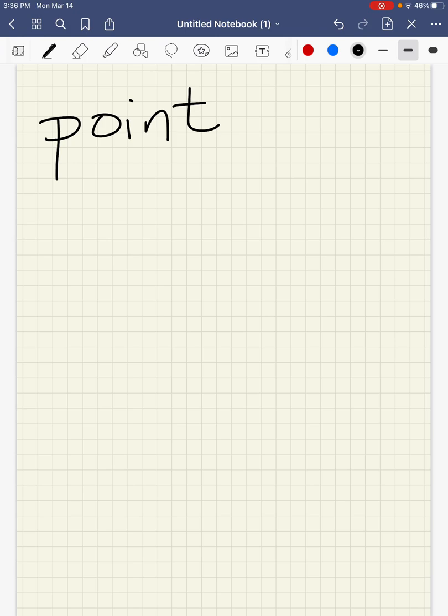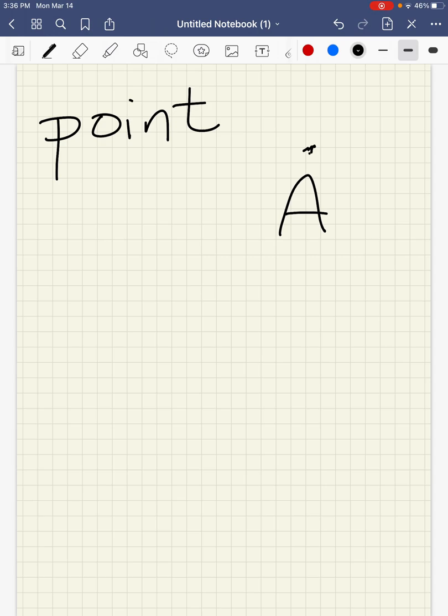So a point is a location, and we use a dot to represent that location. The point is the most basic building block of geometry, and when we draw the dot or the point to locate the location, we label it with a capital letter.